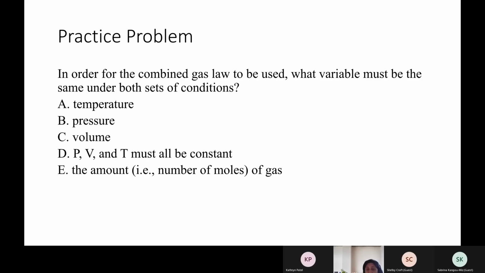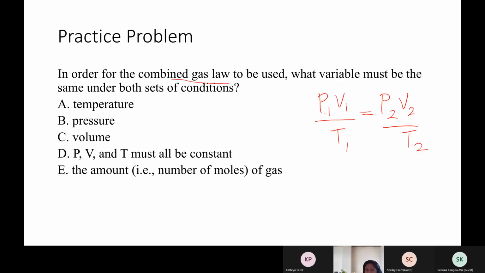Okay, what is the combined gas law equation? P1 V1 over T1 equals P2 V2 over T2. In order for the combined gas law to be used, what variable must be the same under both sets of conditions? Temperature. No, temperature doesn't have to be the same. Pressure. No, pressure doesn't have to be the same. Volume. No. P, V, and T.